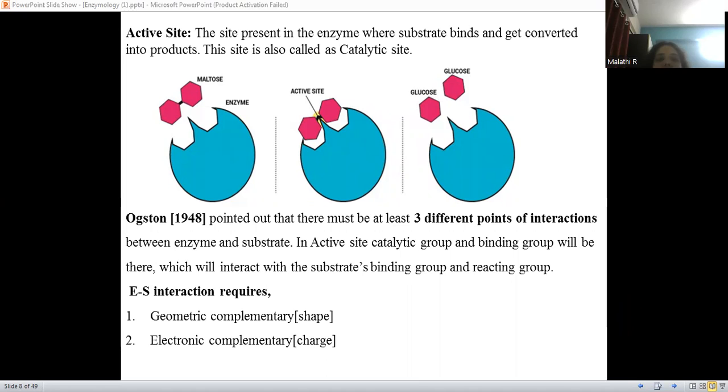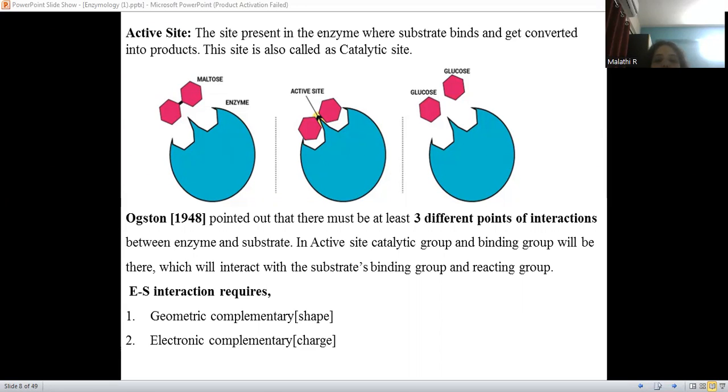So the active site will be present in the enzyme. This is the site where the substrate binds and gets converted into product. This active site is also called the catalytic site. And this active site has three different points of interaction or contact that will be made between the substrate and the enzyme's active site. And this was stated by Ogston in 1948.